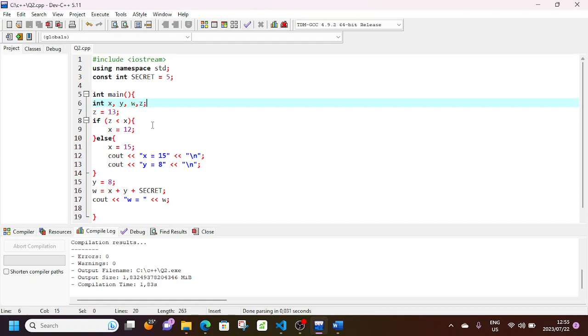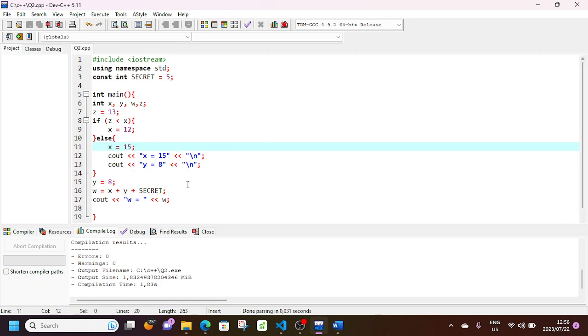So if z is less than x, then x is equal to 12. I think that was one of the conditional statements that we had to fix, so that we can ensure that w ends up equaling 28. So I said that if z is less than x, then x is equal to 12, else x is equal to 15. So z at this point is equal to 13 and x is equal to nothing, right? This is x. We've just declared x. X has a default value of 0, meaning that this assignment does not happen. We move on to the next one where we make x equal to 15.